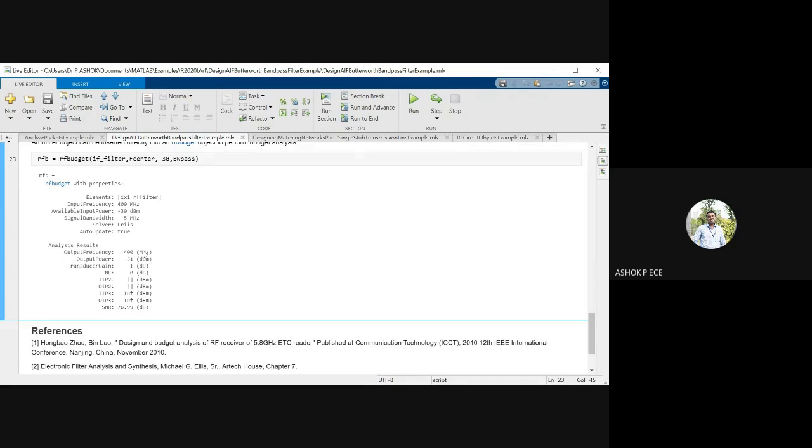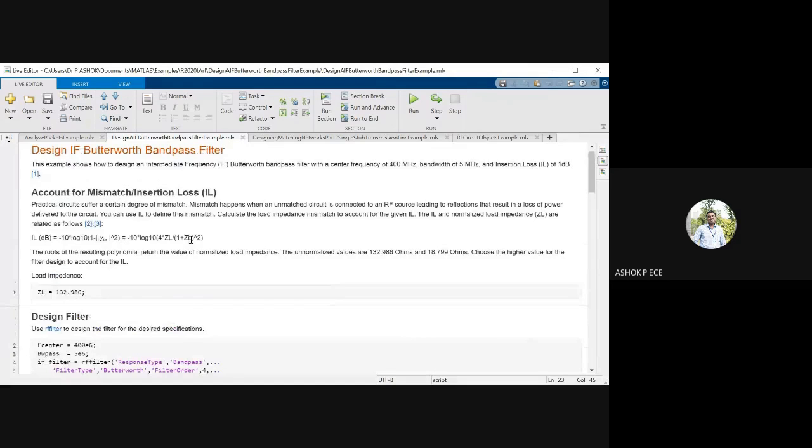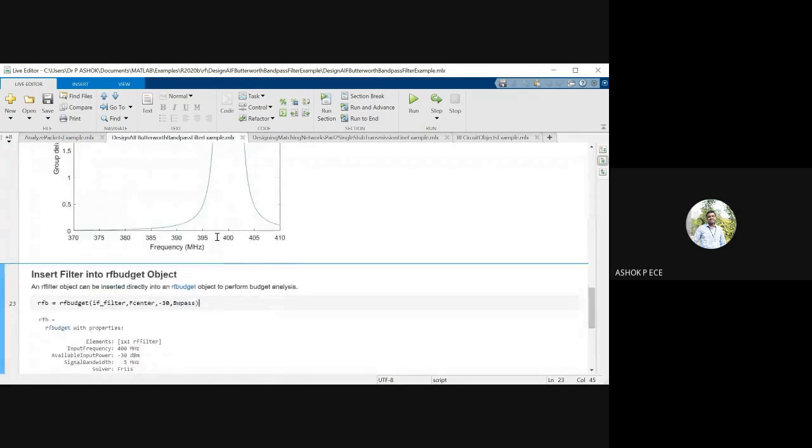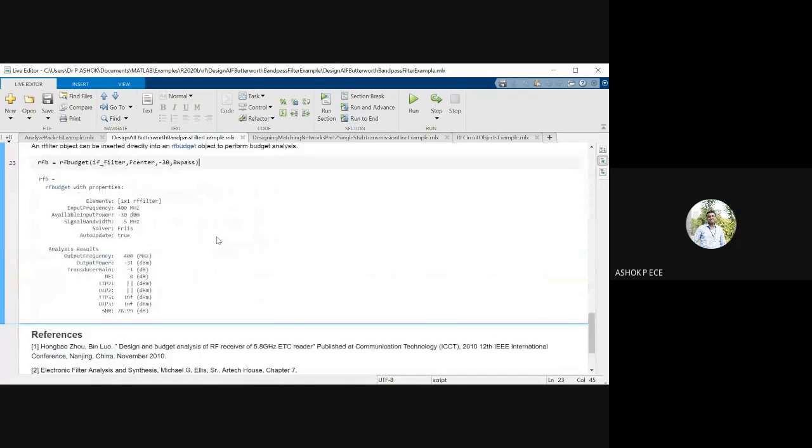Output frequency is also in the same band. Output power is minus 31 dBm. So you see, input is minus 30, output is minus 31, because 1 dBm is lost because of insertion loss. Insertion loss is 1 dBm. So we use the formula, right? When you use this formula and calculate, the insertion loss is 1 dBm. And the transducer gain is minus 1.